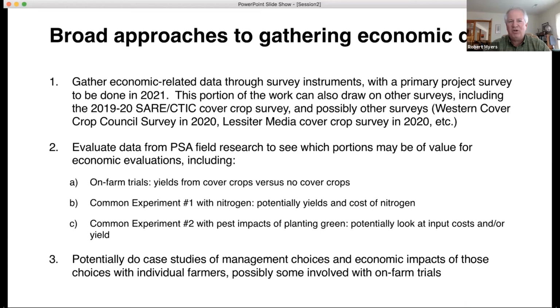And as with all other parts of the project, we'll welcome input from any of the team members or ideas you have for data sources that may contribute to the economics effort. So thanks, and I think we're going to Ankita next.